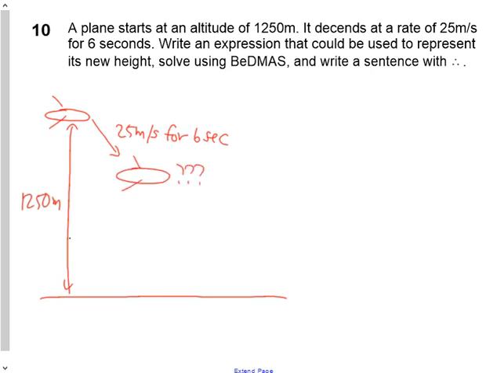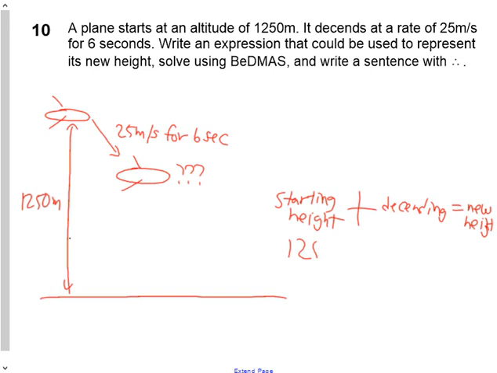So what we're really going to do is start with our original height, or our starting height. And we're going to add to it our descending. My handwriting or my spelling is terrible. That's going to equal my new height. So if I think about starting height, we know that to be 1,250 meters, plus we're going to add to that the descending height.